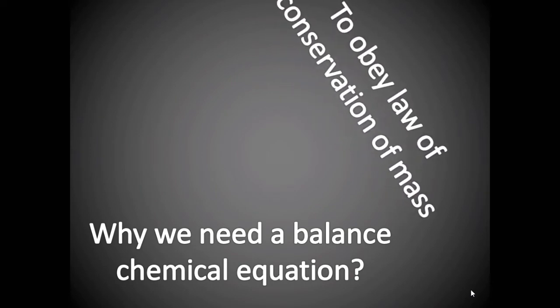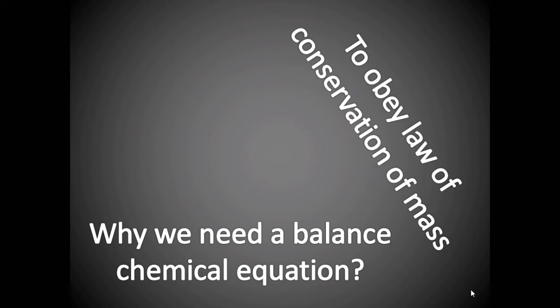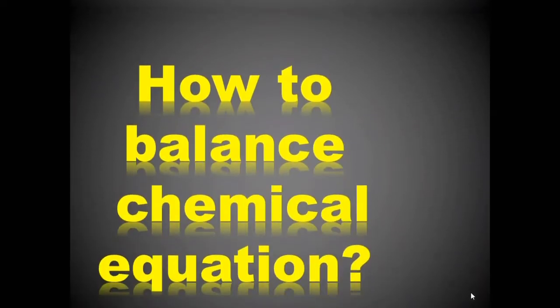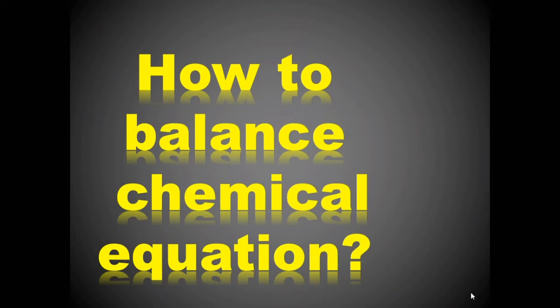So the question arises, why do we need a balanced chemical equation? The answer to that question is to obey the law of conservation of mass. We have read the law of conservation of mass in our earlier classes. Now the core topic is how to balance a chemical equation.